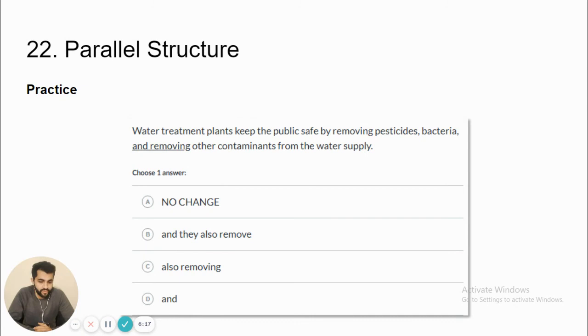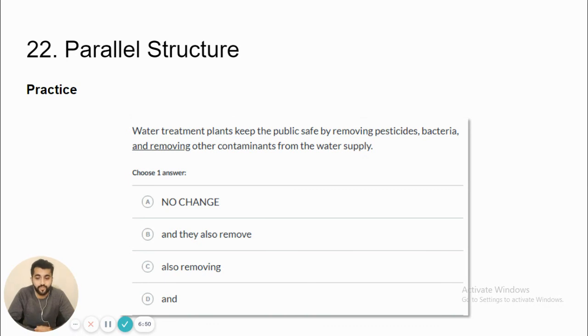If we look at the option choices, for A, B, and C, whichever option we choose, the third item of the list is not a noun. But if you go with D, then the sentence becomes "Water treatment plants keep the public safe by removing pesticides, bacteria, and other contaminants from the water supply." Other contaminants is a plural noun. Hence, this is a correct sentence, and the whole sentence has the same structure in the list.